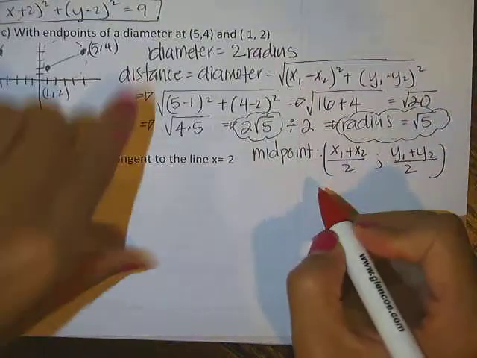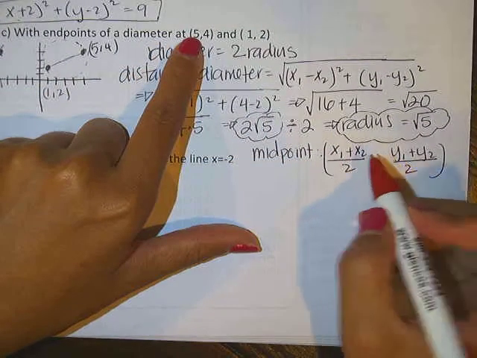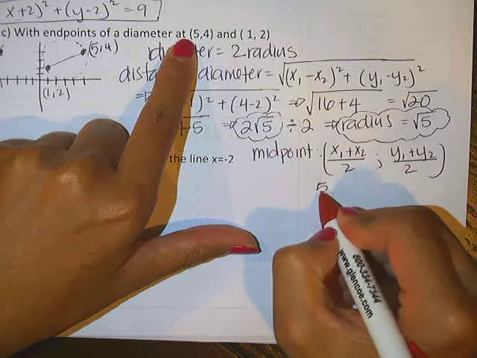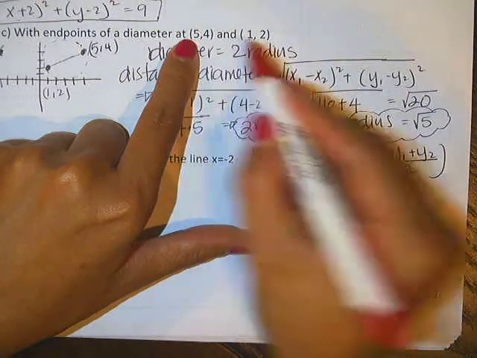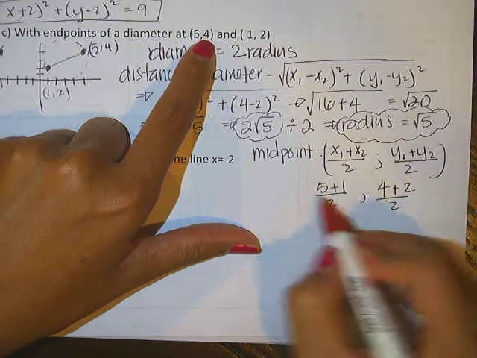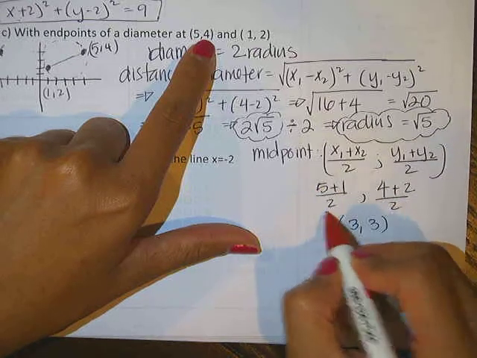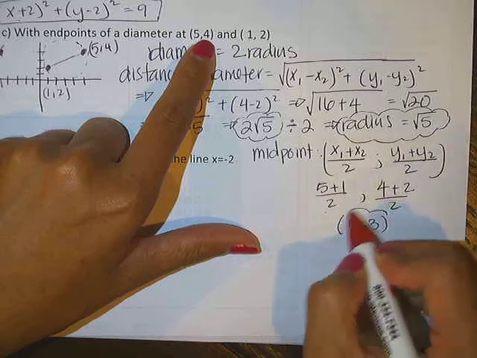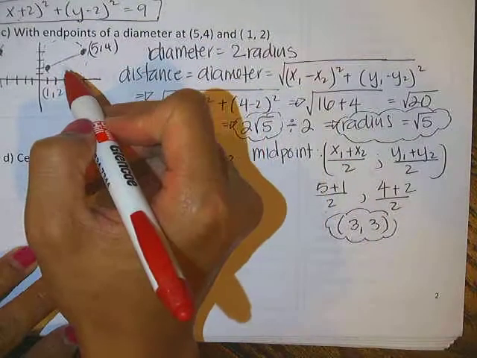So because the midpoint will give us the center, we're going to go 5 plus 1 divided by 2, because these are the two x-coordinates, comma, 4 plus 2 divided by 2. They both happen to be 3, comma, 3. Okay, so that's 6 over 2 is 3, 6 over 2 is also 3. So that's my center.